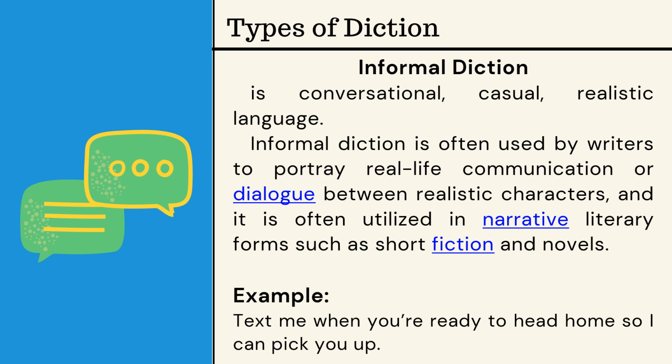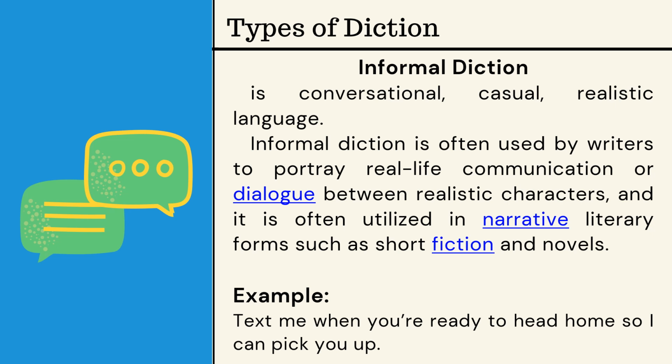It is something that is conversational, casual, realistic language. So it is often used by writers to portray real life communication, right? Dialogues between realistic characters, and it is often utilized in narrative literary forms such as short fictions and novels. Informal diction is the normal one, alright? The one that is used by the normies, as you say, alright? The ones that we use on a daily basis. For example, text me when you're ready to head home so I can pick you up.